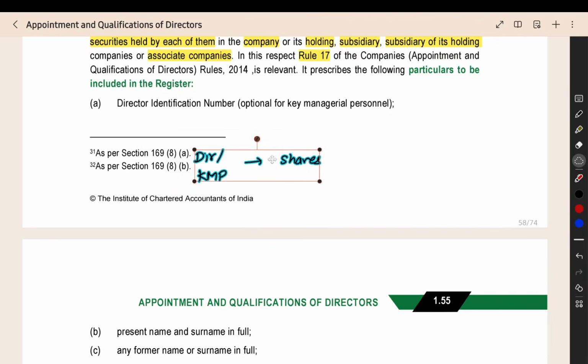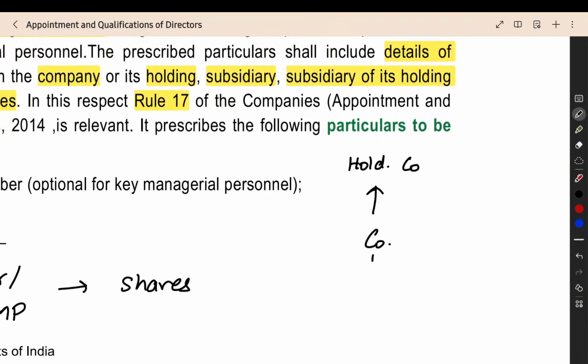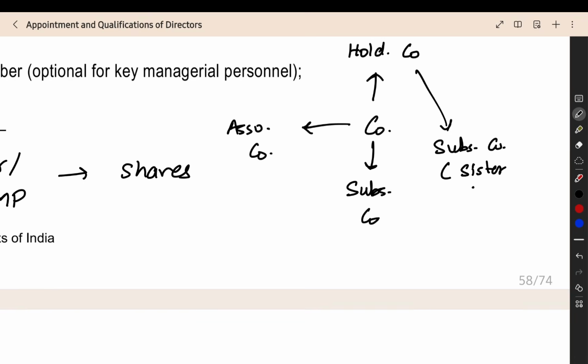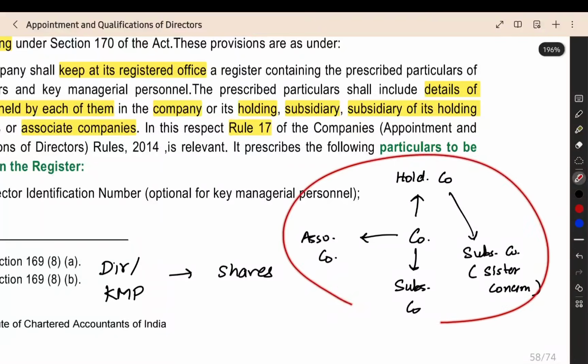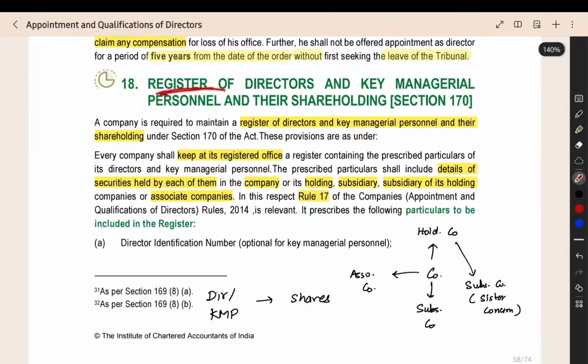So the directors or KMP are holding the shares. In which companies are they holding the shares? The main company or the holding company, or the subsidiary company of the main company, or an associate company, or a subsidiary of such a holding company, which is called a sister concern. So when you see these companies, what is the shares held by the director or KMP? That should be given in the register. That should be written in the register.